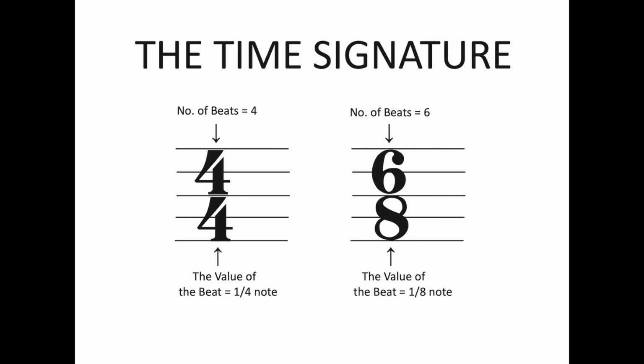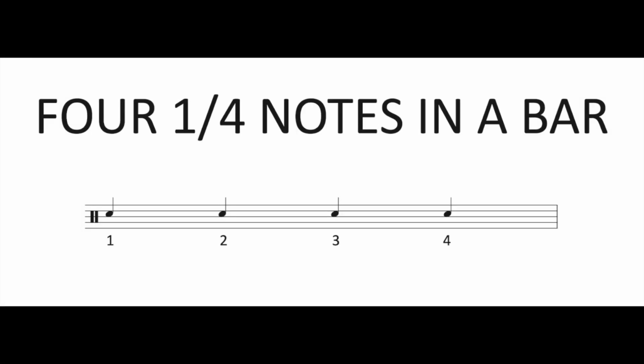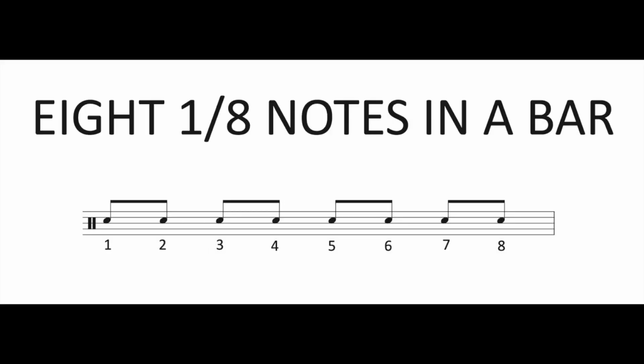So, in these examples, we have 4/4 with 4 beats in the bar, and the value of each beat is the quarter note, and 6/8 with 6 beats in the bar, and the value of each beat is the 8th note. Most contemporary rock and pop music is written in 4/4. So in this tutorial, we're going to work on understanding how to read drum notation in 4/4. And because there are 2 eighth notes in each quarter note, we could fill the bar with 8th notes.